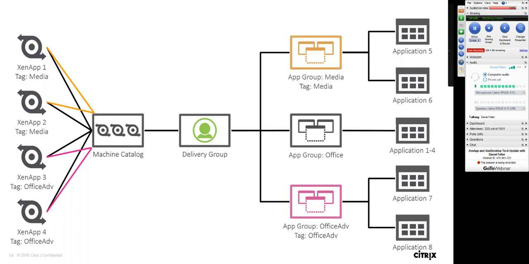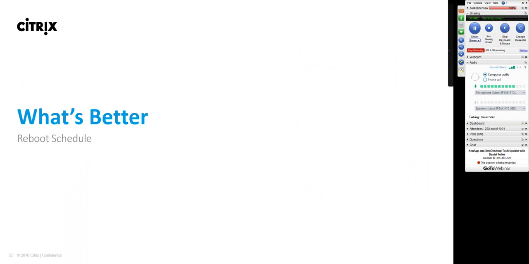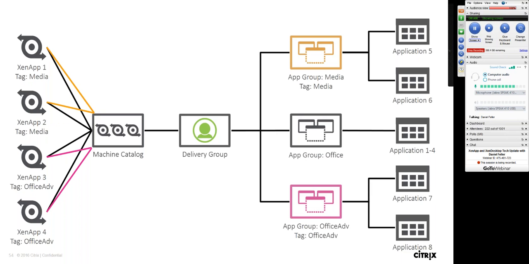So you still get the same functionality, and it's all within Studio, instead of potentially having to go through multiple tools to do it. So that is the new app tagging feature when it comes to app groups, delivery groups and worker groups.